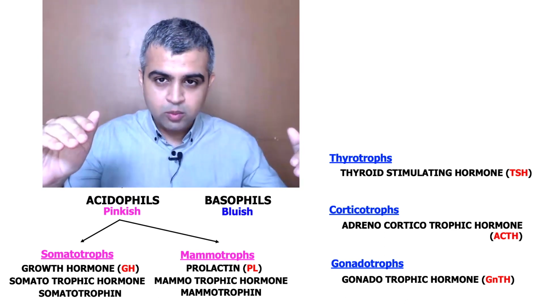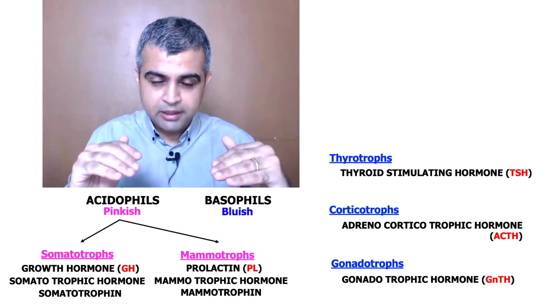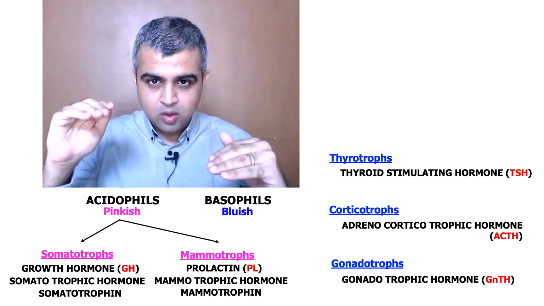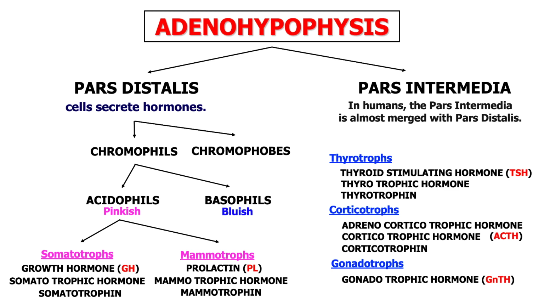So we have the acidophils and the basophils. Acidophils produce growth hormone, prolactin: somatotroph, mammotroph. Basophils produce thyroid stimulating hormone, adrenocorticotrophic hormone, gonadotrophic hormone: the thyrotrophs, corticotrophs, gonadotrophs. Thyroid stimulating hormone is also called thyrotrophic hormone, and as we saw previously can be condensed to thyrotropin. Adrenocorticotrophic hormone can also be called corticotrophic hormone, can be condensed to corticotropin. Gonadotrophic hormone can be condensed to gonadotropin. So these are the three cells of the basophil variety and their respective hormones.